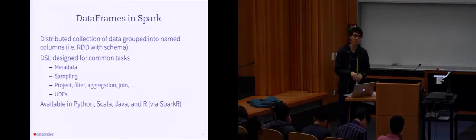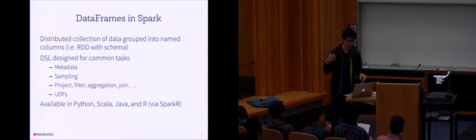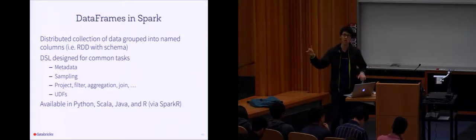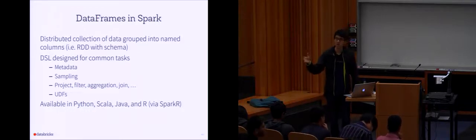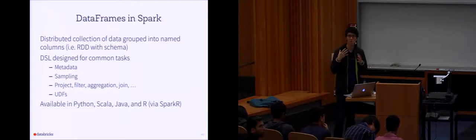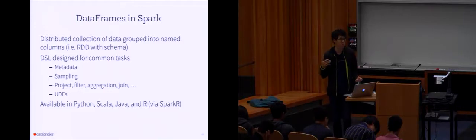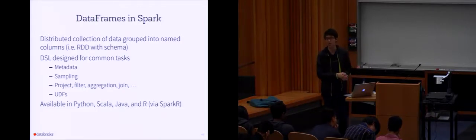Earlier this year, we started this effort called data frames in Spark. What data frames does is essentially give you an RDD, but with schema. So you have a collection of data that's grouped into columns with names and data types. And there's a whole domain-specific language designed for common data analysis tasks. For example, you can do sampling, you can get the schema out of it, you can do project, filter, aggregation, and join, and it has APIs in different programming languages. This is what the data frame gives you.